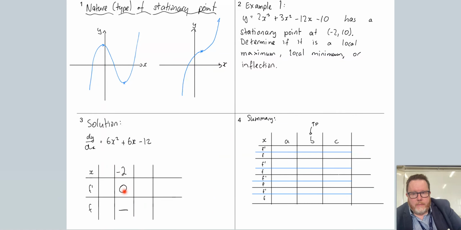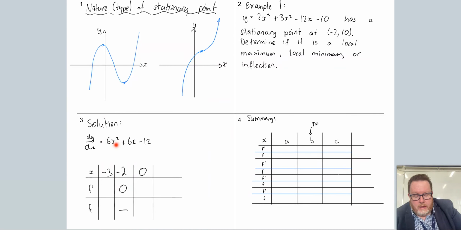Now what we're going to do is consider what's happening to the gradient either side of the stationary point. So I've got x equals -2, so I'm going to pick as easy as I can. I'm going to pick -3 to the left, and I'm going to pick, not -1, I think I'll pick 0 to the right of it, because they're going to be the easiest values I can probably think of. What I'm interested in is whether the gradient is positive or negative at those points. So picking -3, I'm going to have -3 squared here, multiplied by 6.